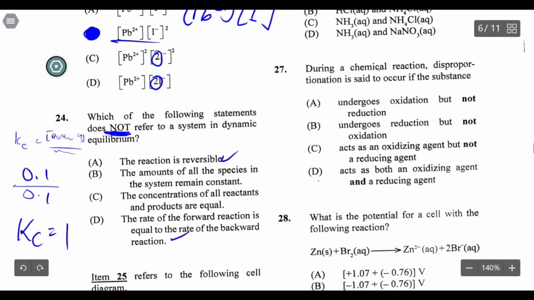And if the concentration of the products amounted to 0.5 and the reactants are equal, then it would be 0.1 as well. It would be 1 as well. So Kc would always be 1, and that's not true. So the answer for 24 is C.